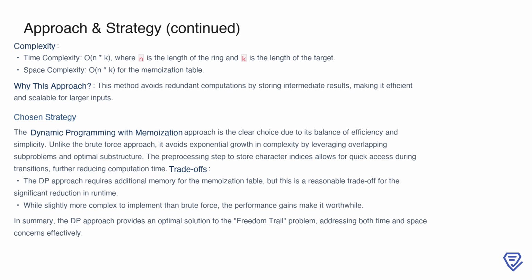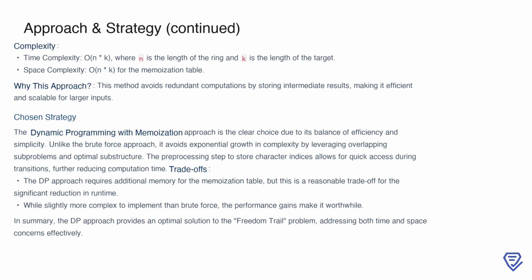The time complexity is reduced to O(n * k), where n is the length of the ring and k is the length of the target, while the space complexity is also O(n * k), primarily due to the memoization table. This efficiency makes it scalable for larger inputs. By storing intermediate results and reusing them, the method avoids redundant calculations, which is the main drawback of the brute force approach. Additionally, the pre-processing step that maps each character to its indices in the ring enables faster transitions between states.